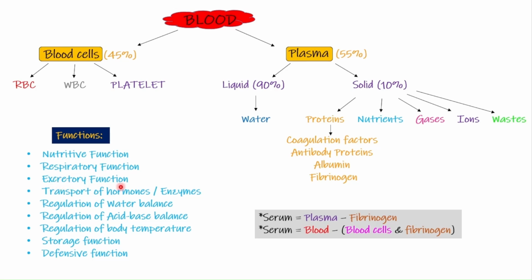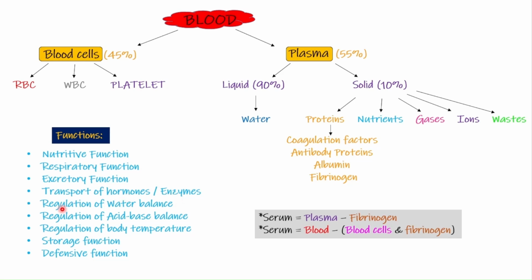Then blood has excretory functions. The waste products of all the cells and the tissues are carried away by blood, and they are carried to the kidney, and the kidney excretes them out. Then the blood has transport functions regarding the hormones and enzymes. The blood transports hormones and enzymes from one part of the body to the other part of the body.